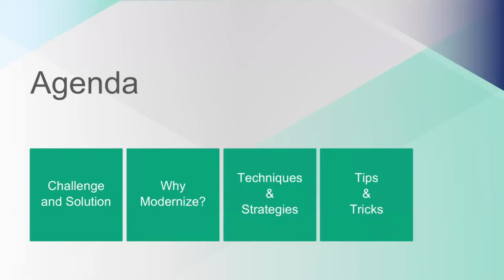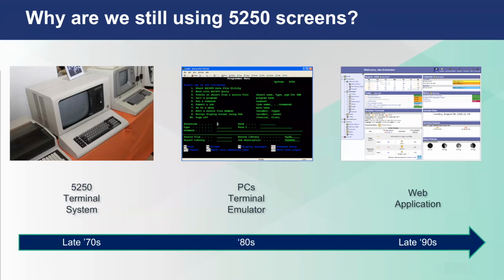So of the topics we're going to talk about today, we're going to talk about the normal challenges and solutions we normally have during modernization processes. And the very first question is, why modernize? And we will also talk about the techniques and strategies, and the tips and tricks of how you can undergo your modernization. First thing maybe just to cover is, why are we still using these 5250 screens?